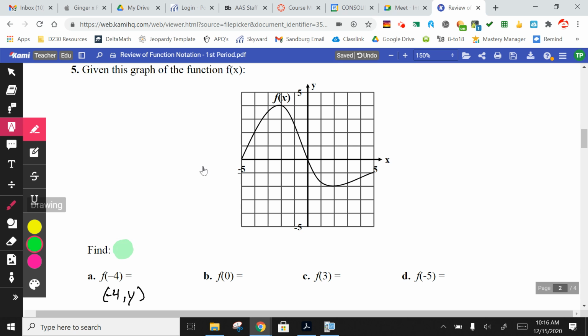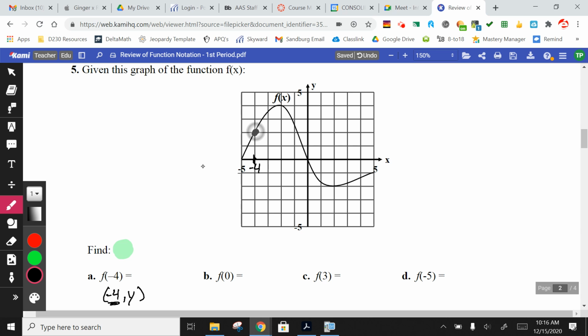So you're going to go to your graph. You're going to find when the x value is a negative 4. So here's our x-axis. So we go on the x-axis to a negative 4. So that's going to be right here. And when x is a negative 4, what y value does our curve have? So we go up to our curve. And on the curve, when x is a negative 4, we all agree that this y value here is a positive 2.